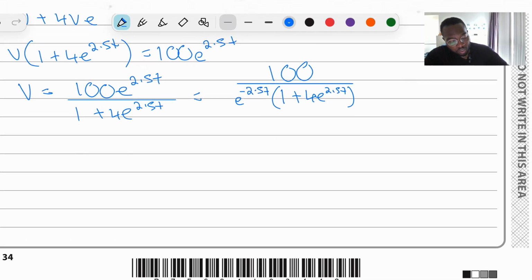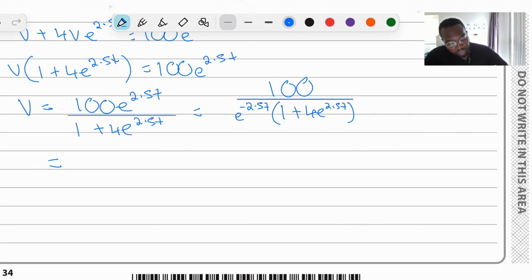If we work all this out, we get 100 over e to the minus 2.5t times 1, which is just e to the minus 2.5t, and then the other e's cancel out with each other, because we'd get minus 2.5t plus 2.5t, which is just 0. So we're just left with that 4. And that would be our answer: 100 over e to the minus 2.5t plus 4.